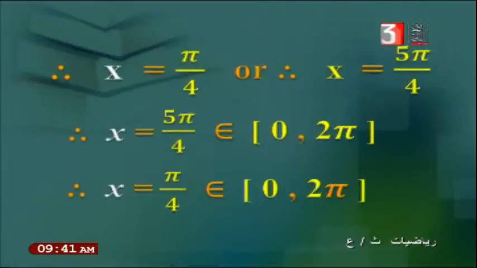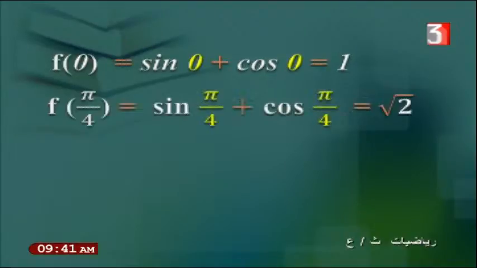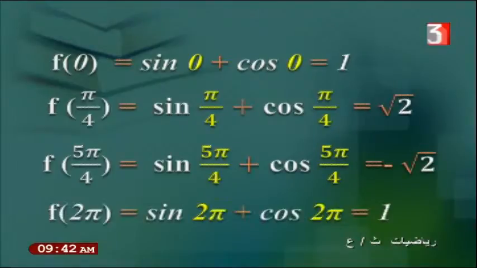Now we substitute in the original function by 0, pi over 4, 5 pi over 4 and 2 pi. Then f of 0 equals sine 0 plus cosine 0 equals 1. And f of pi over 4 equals sine pi over 4 plus cosine pi over 4 equals root 2. And f of 5 pi over 4 equals sine 5 pi over 4 plus cosine 5 pi over 4, which equals negative square root of 2. And f of 2 pi equals sine 2 pi plus cosine 2 pi equals 1.